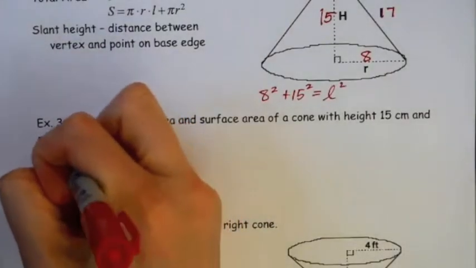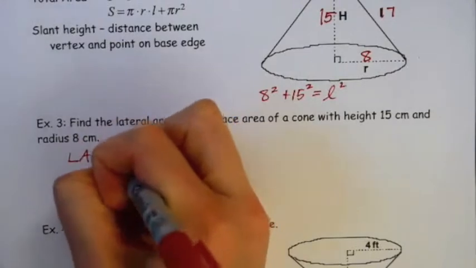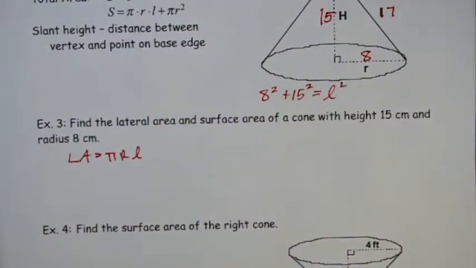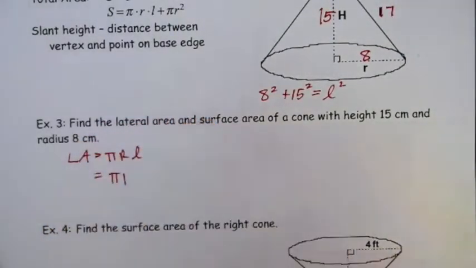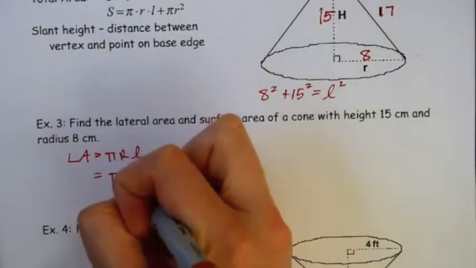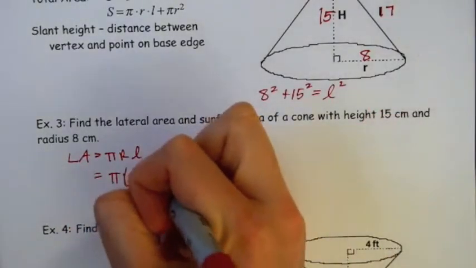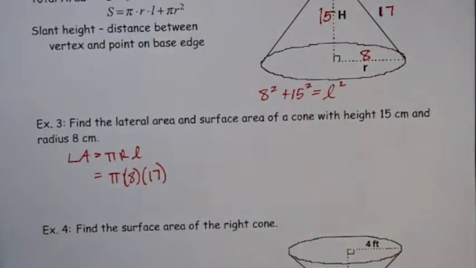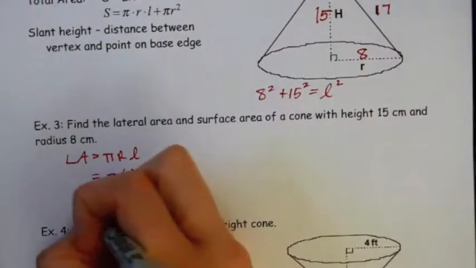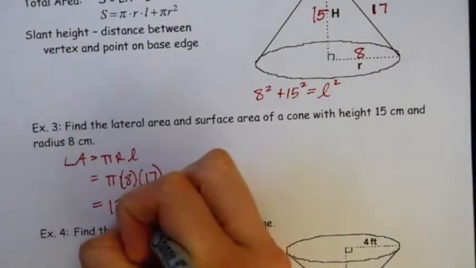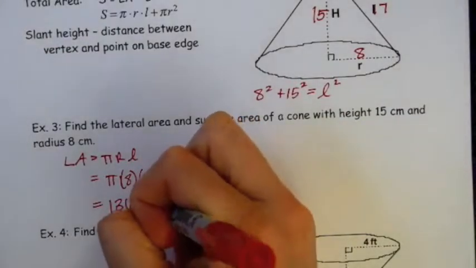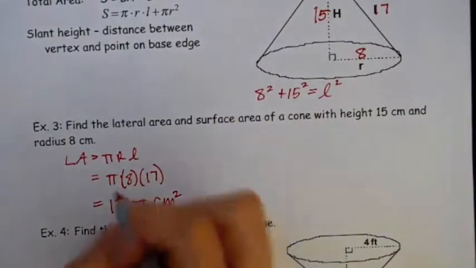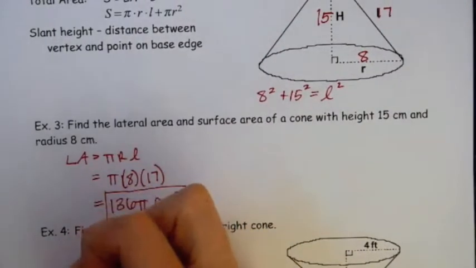So now my lateral area is pi times my radius times my slant height. Remember, we write the formula every single time. So that's pi times my radius, which is 8, times my slant height, which is 17. So 8 times 17 will give me 136 pi. We're going to leave this in exact form, that means in terms of pi. And my units are centimeters squared. Okay, that's the first thing I was asked for.